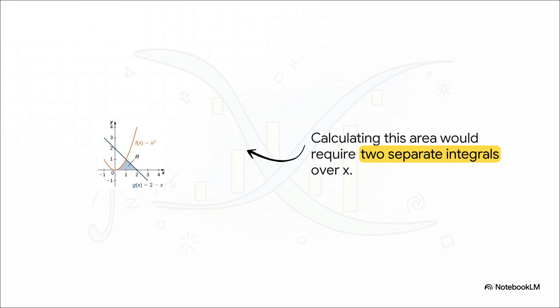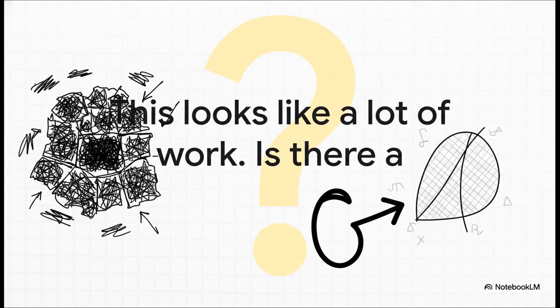For the first part of the area, the parabola is on top, but for the second part, the straight line is on top. That means, just like before, we'd have to set up two separate integrals and add them together. It's doable, but that just feels like a lot of work for a shape that looks pretty simple. So the question is, isn't there a smarter way to do this? Can't we solve it with just one integral?